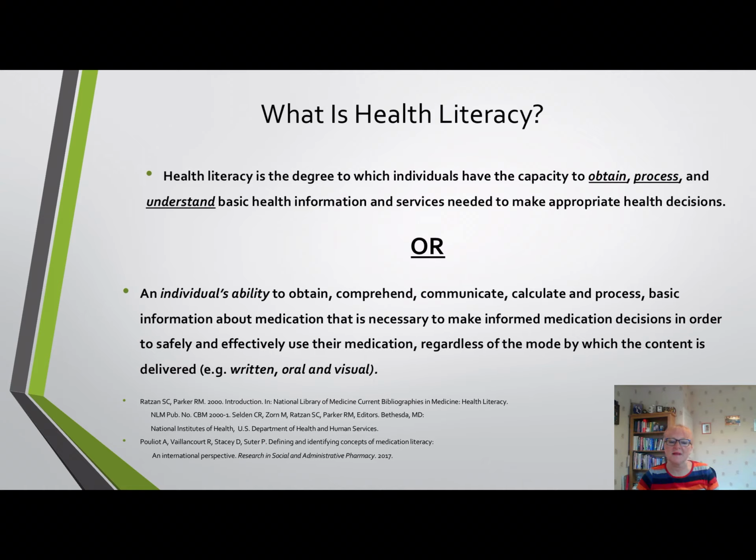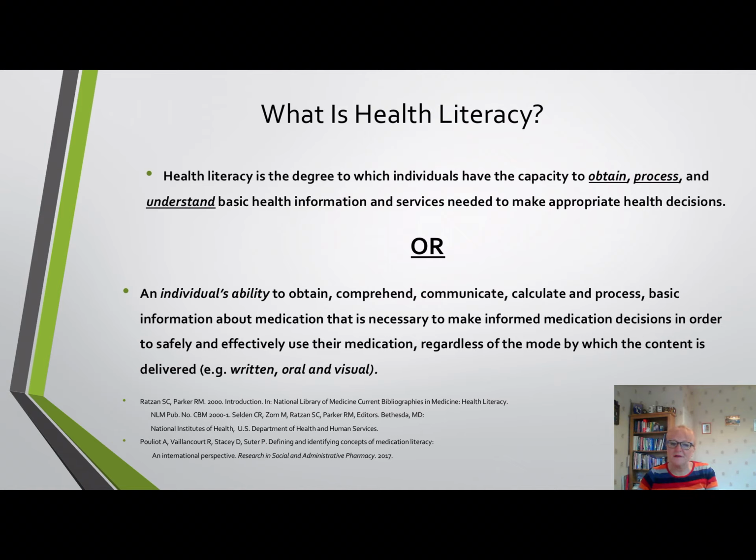So what actually is health literacy? Well, when we talk about literacy in the context of health, it is called health literacy. And health literacy, as it says on the slide here, is the degree to which an individual has the capacity to be able to obtain, process and understand basic health information and the services that are needed to make appropriate health decisions. So the key words here are that the patient needs to be able to obtain that information, be able to process it and understand it.